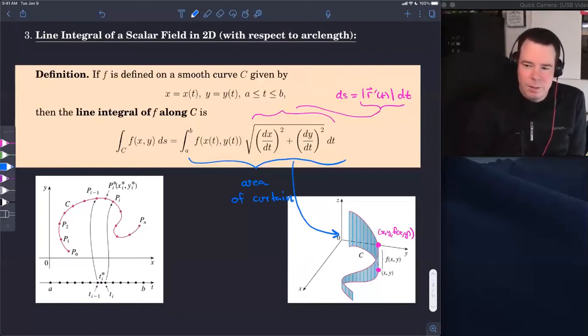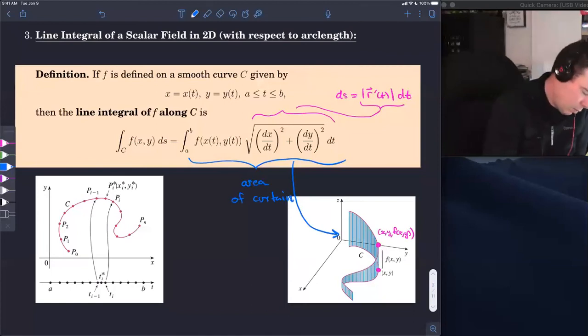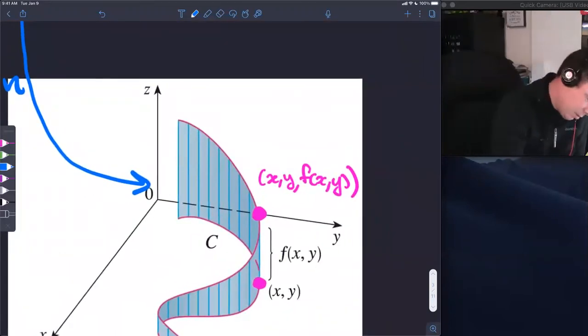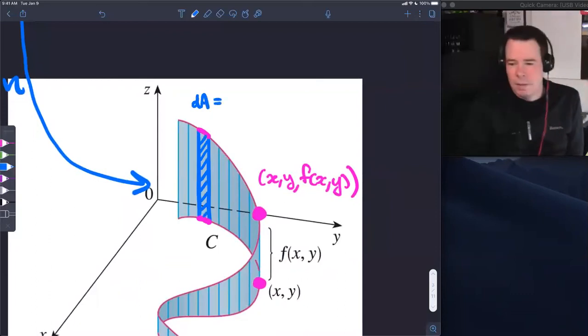And the way arc length comes into this is if I think about computing the area of this curtain, I'll zoom in a little bit. We've sort of got these guidelines already drawn. What I would do is I would chop up the curtain into a bunch of little bits. And so here's one bit of my curtain. And then I'd compute the area of this little bit. And so I'd look at, okay, what is the area of this little bit?